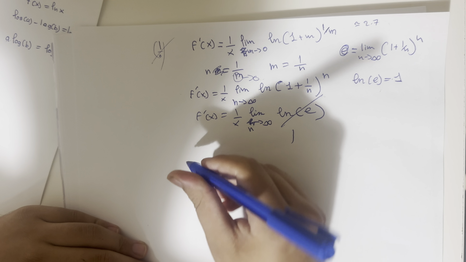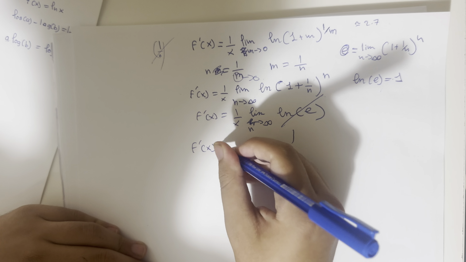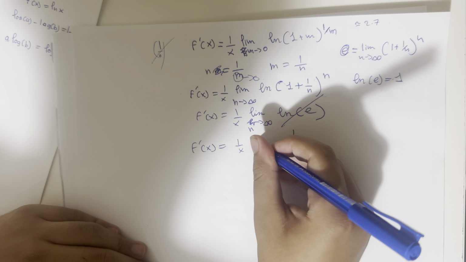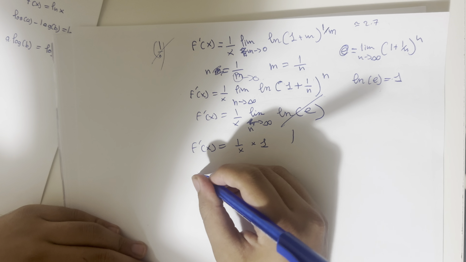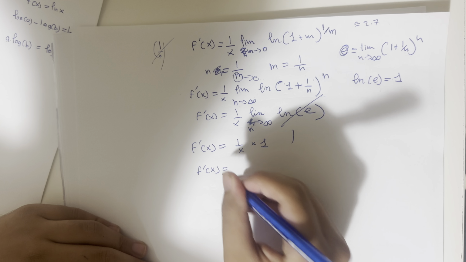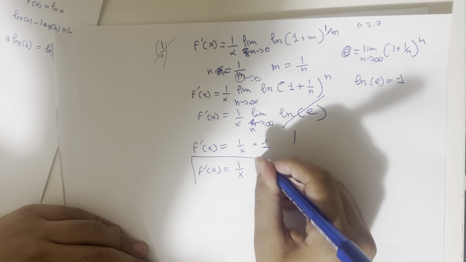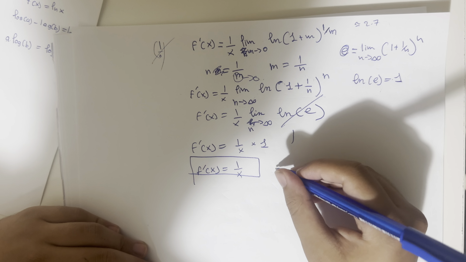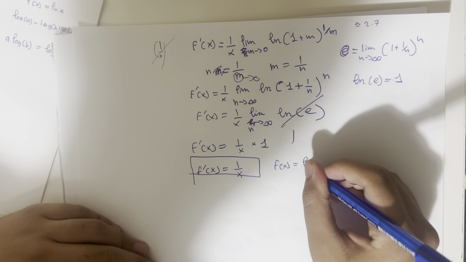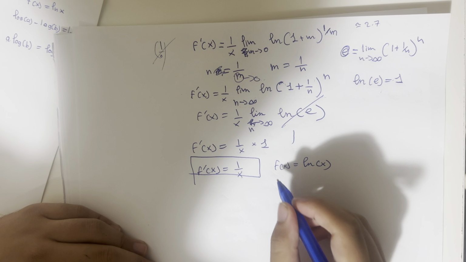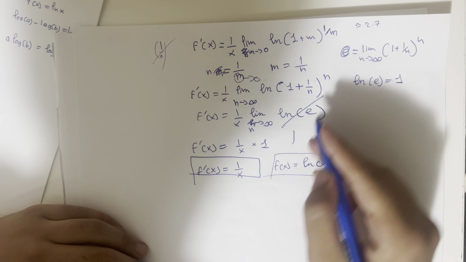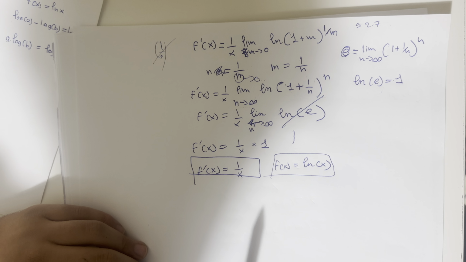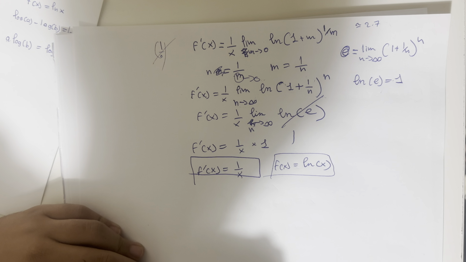So what we end up with is f prime of x is equal to 1 over x times the limit as n goes to infinity of 1, which is simply 1. So f prime of x is equal to 1 over x. This right here is our answer, and this is for the function f of x is equal to the natural log of x. This is how we derive that the derivative of the natural log of x is 1 over x, the derivative with respect to x.